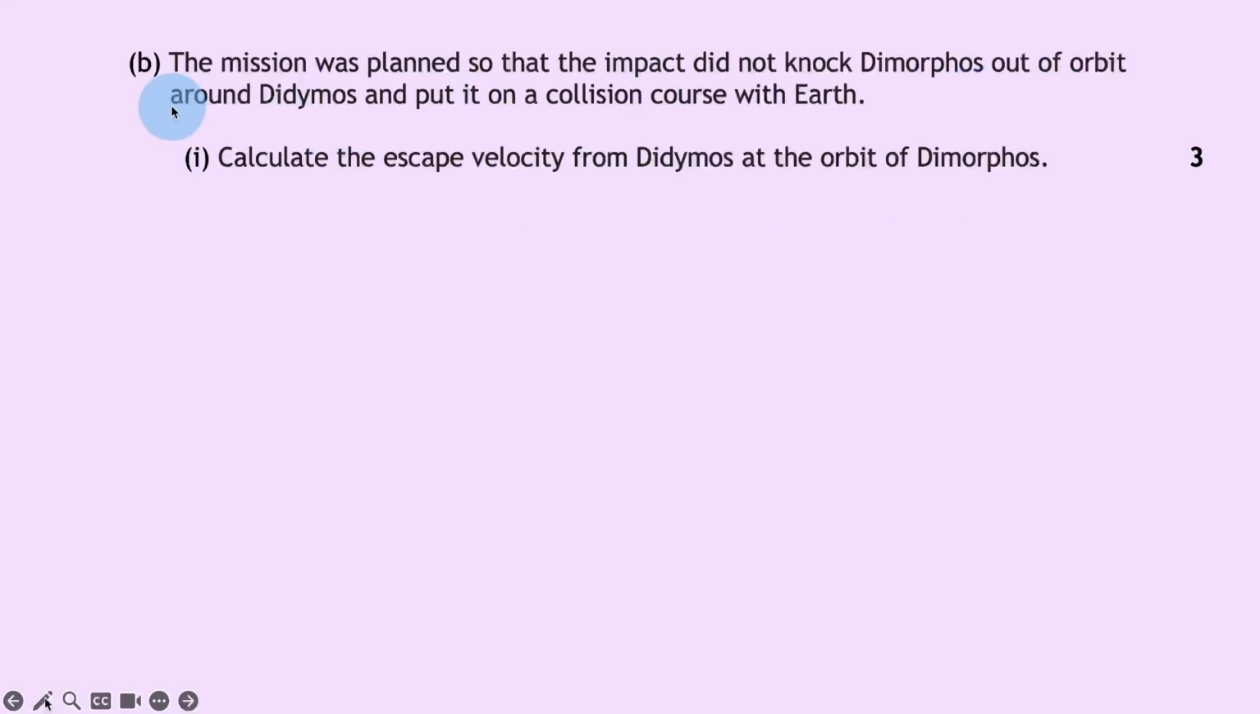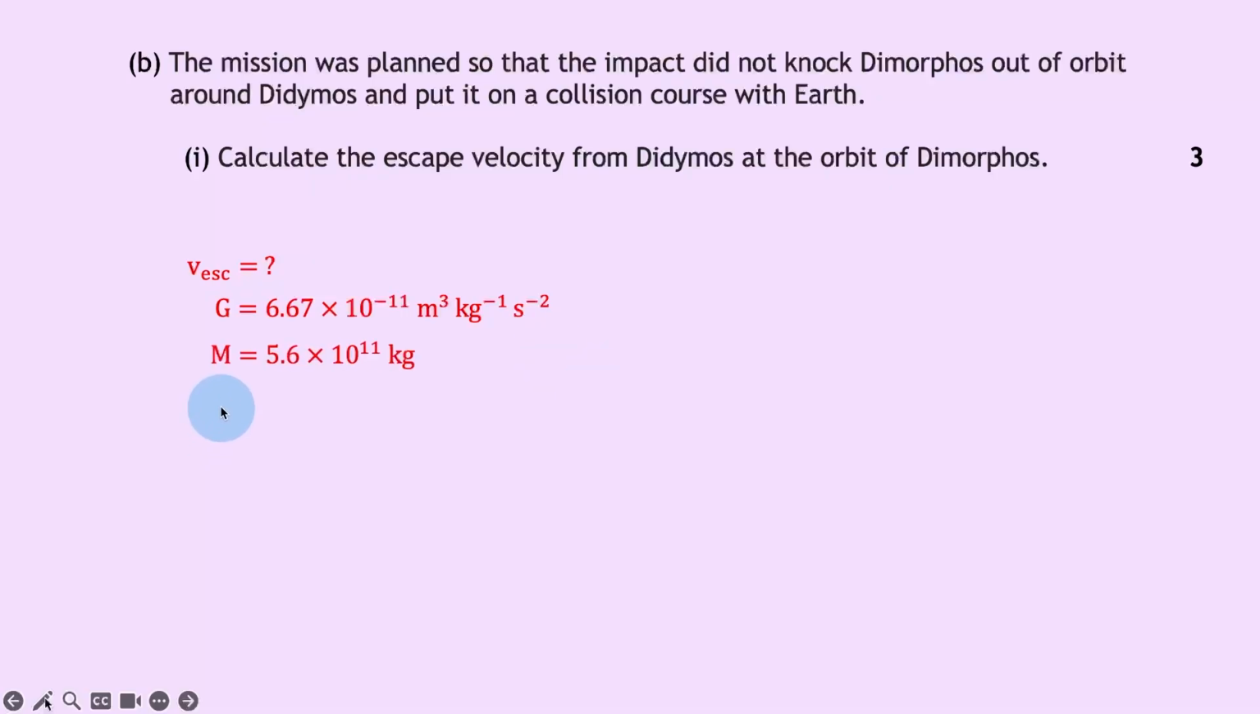Part B says the mission was planned so that the impact did not knock Dimorphos out of orbit around Didymos and put it on a collision course with Earth. Part 1 says calculate the escape velocity from Didymos at the orbit of Dimorphos, and there's 3 marks available here. Well, writing down what we know from the question, we're trying to find the escape velocity, v escape. We know that G, the universal constant of gravitation, is 6.67 times 10 to the minus 11 meters cubed per kilogram per second squared from the datasheet.